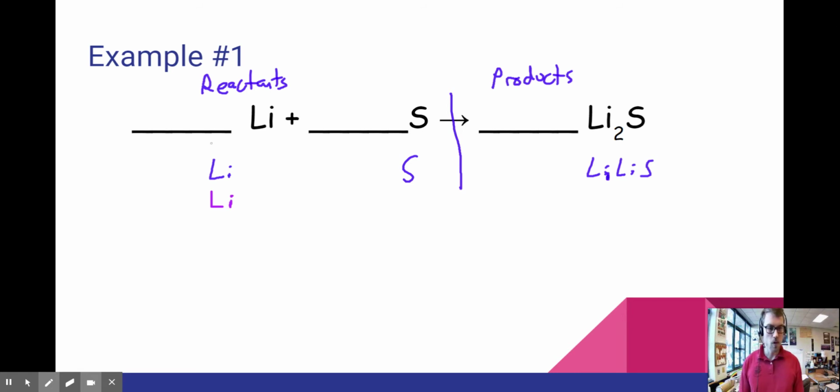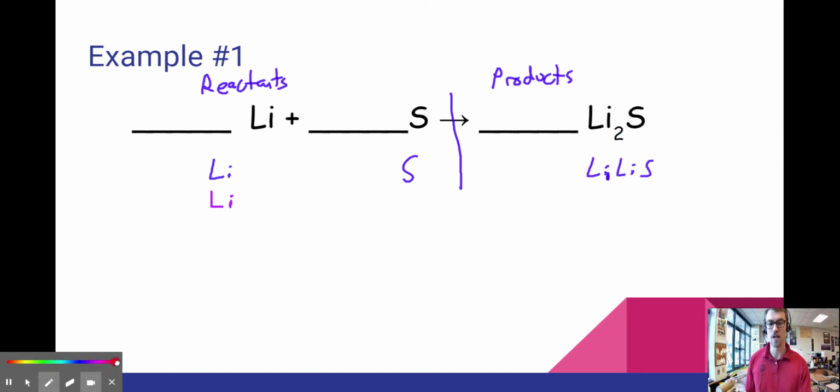So we take a look now. We have 2 lithiums on the reactant side. We have 2 lithiums on the product side. So that's all good. We have 1 sulfur on the reactant side, and we have 1 sulfur on the product side. So that is good. So this is now a balanced chemical reaction.